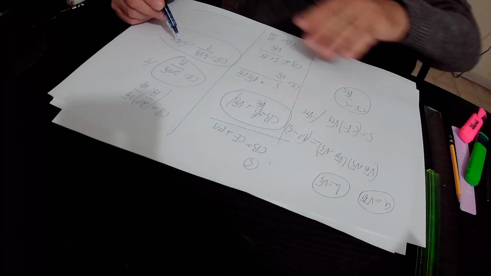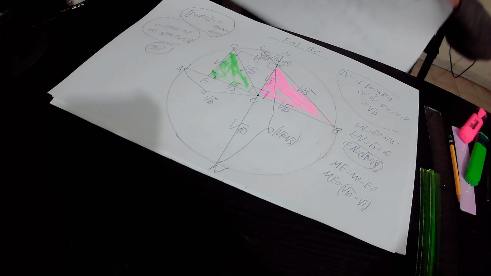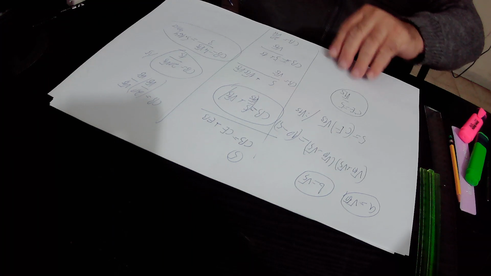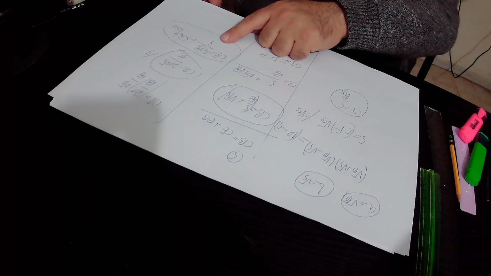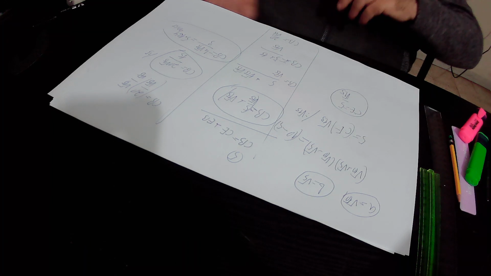In conclusion, the length of this chord called CB is equal to either 4 times square root of 15 over 3 units, or in terms of numbers, it is equal to 5.164 units. Okay, thank you very much.